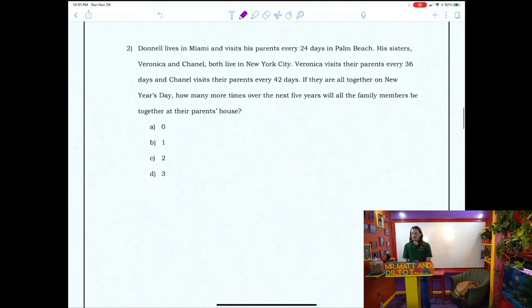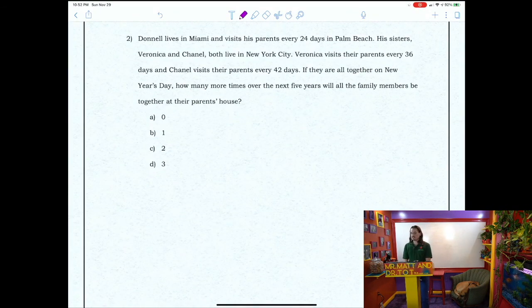Question number 2 asks, Donnell lives in Miami and visits his parents every 24 days in Palm Beach. His sisters, Veronica and Chanel, both live in New York City. Veronica visits their parents every 36 days, and Chanel visits their parents every 42 days. If they are all together on New Year's Day, how many more times over the next 5 years will all the family members be together at their parents' house? So pause the video and take a few moments to solve this problem.